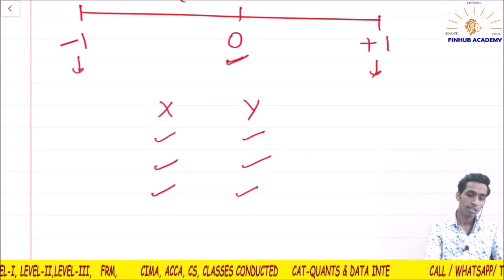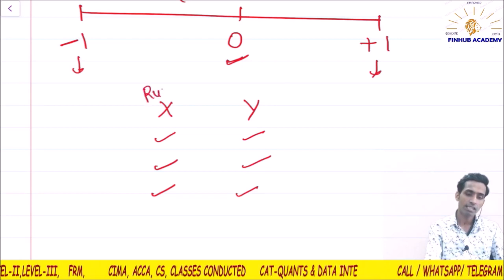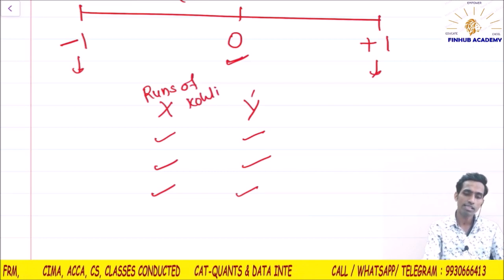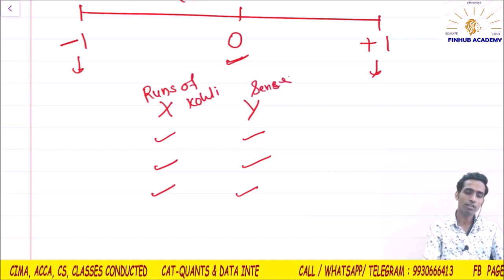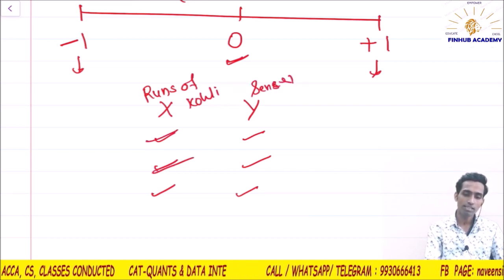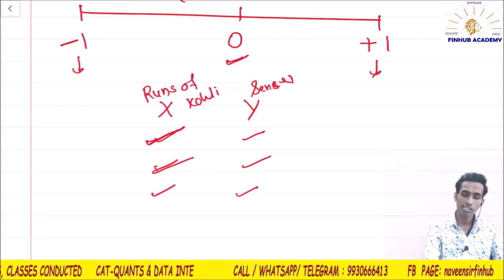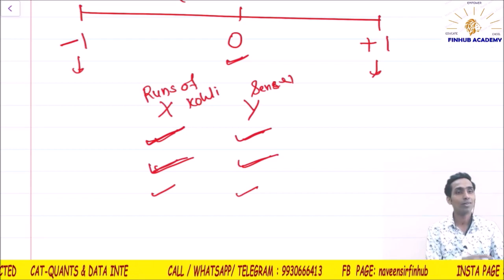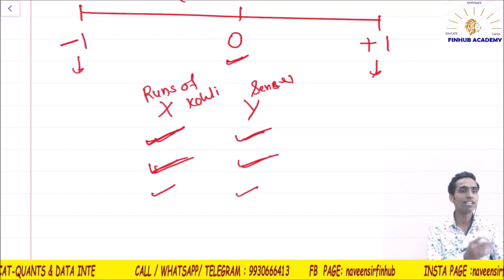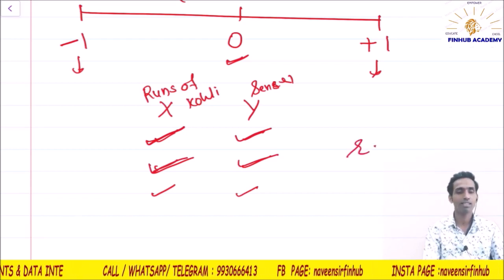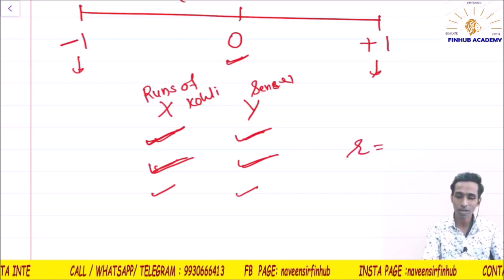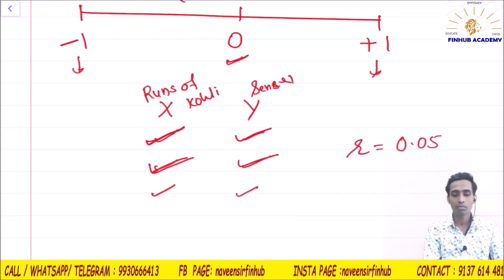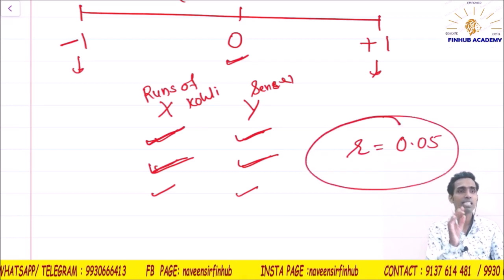Now X is runs of Virat Kohli, and this is Sensex. Obviously when you take figures, when Virat scored this much, Sensex was this much. When Virat scored this much, Sensex was this much. Now there is no sensible relationship, but you will get some R, 0.05 or 0.1, anything. Understood? But you should understand this is a spurious relationship.